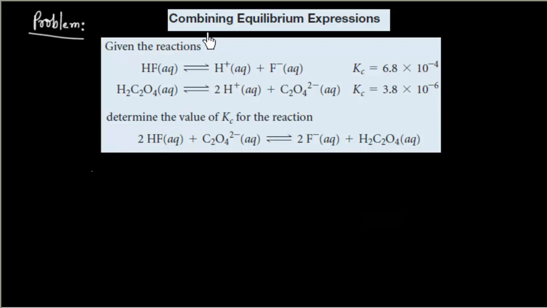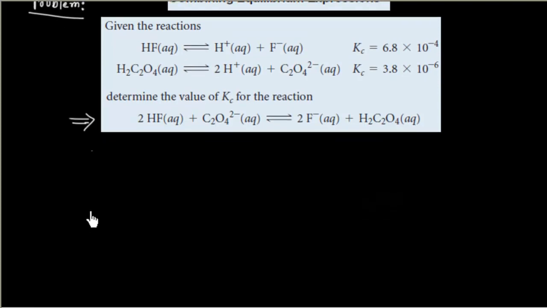Now this problem is related to combining equilibrium expressions. So let us try it ourselves. We have to determine the equilibrium constant, that is the Kc value, for this reaction. To solve this problem, we must have some background of equilibrium expressions and how they change, that is, there are some rules.